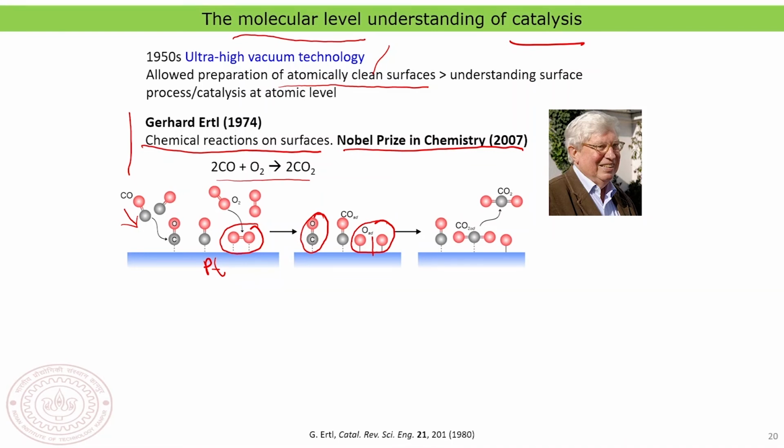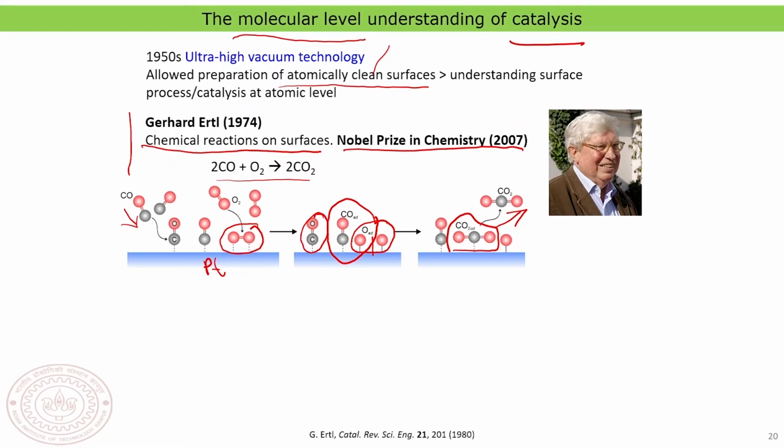Now the adsorbed oxygen reacts with the adsorbed carbon monoxide and forms the carbon dioxide molecule. That carbon dioxide at the initial stage is adsorbed again on the surface, but the adsorption energy of the carbon dioxide on the surface is very low, and it eventually evaporates from the surface and we produce carbon dioxide. So with the help of the surface, we can do this reaction.